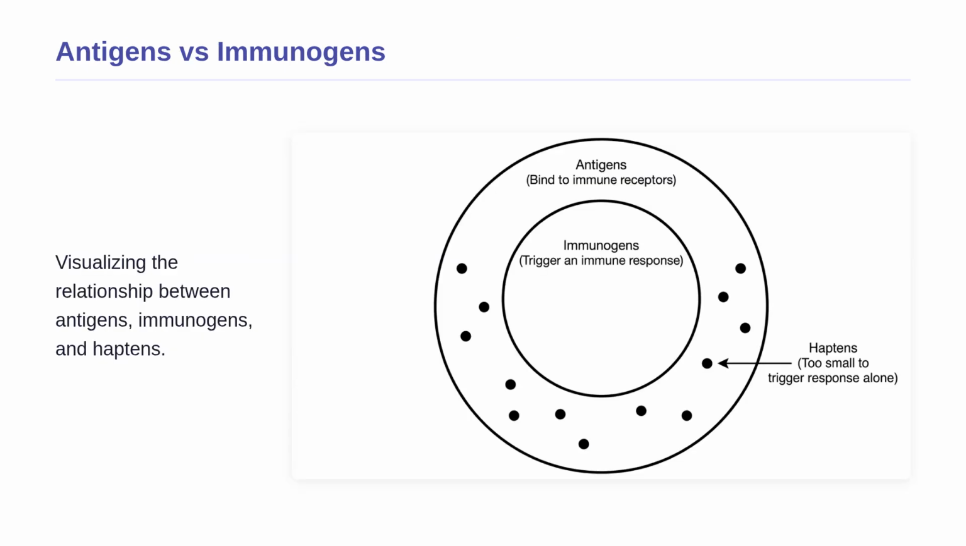Having proven how binding strength works, let us visualize these categories. Look at this diagram showing concentric circles. The large outer circle represents all antigens, which are any molecules the immune system can bind to. Inside it, the smaller circle represents immunogens, the special subset that actually triggers a response. Notice the small dots labeled haptens. They sit inside the antigen circle but outside the immunogen circle, meaning they are recognized but too small to trigger an alarm on their own. This visual perfectly summarizes the golden rule we discussed earlier.